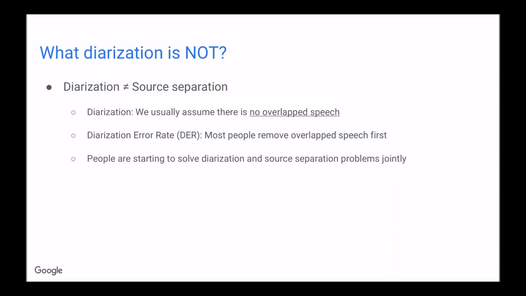So we talked about what diarization is. Then let's talk about what diarization is not. First, diarization is not source separation. This is because in diarization, we usually assume there is no overlapped speech. If there is, we usually first remove it when we evaluate. However, people are starting to solve the diarization problem jointly with the source separation problem nowadays, which is a much more challenging task.